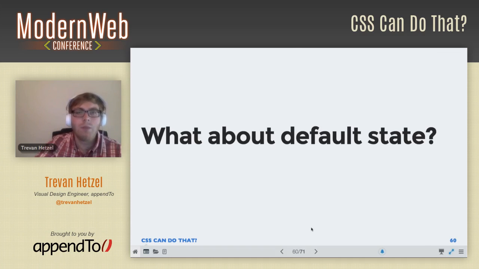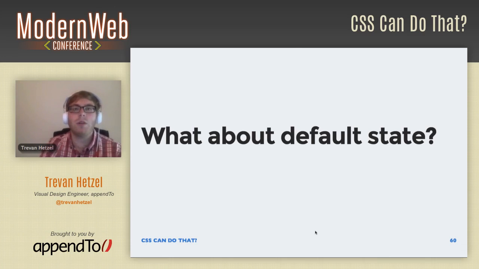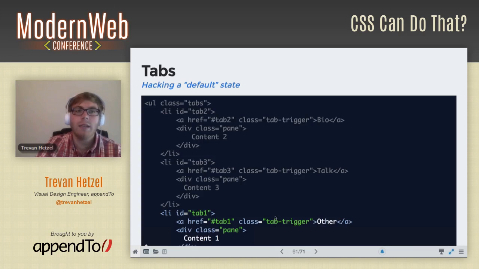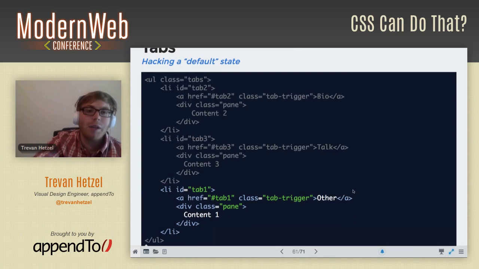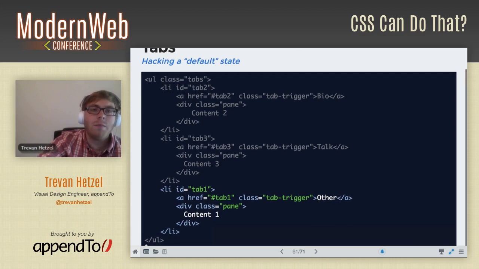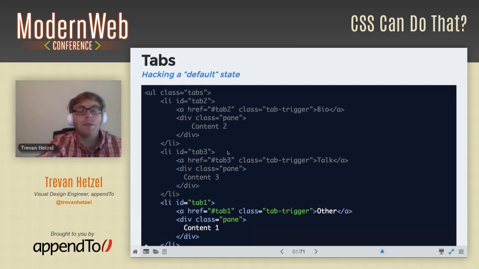So the first thing is a default state. You notice when we first loaded that up, there was no content shown. I mean, it was just blank. And this is where this takes a little hack. It's not really something to be immensely proud of, but this is the best way that I found to make this work. What we're going to do is take that first list item that was up here, and move it to the very bottom of the list. I know it sounds hacky, but just bear with me because this works.